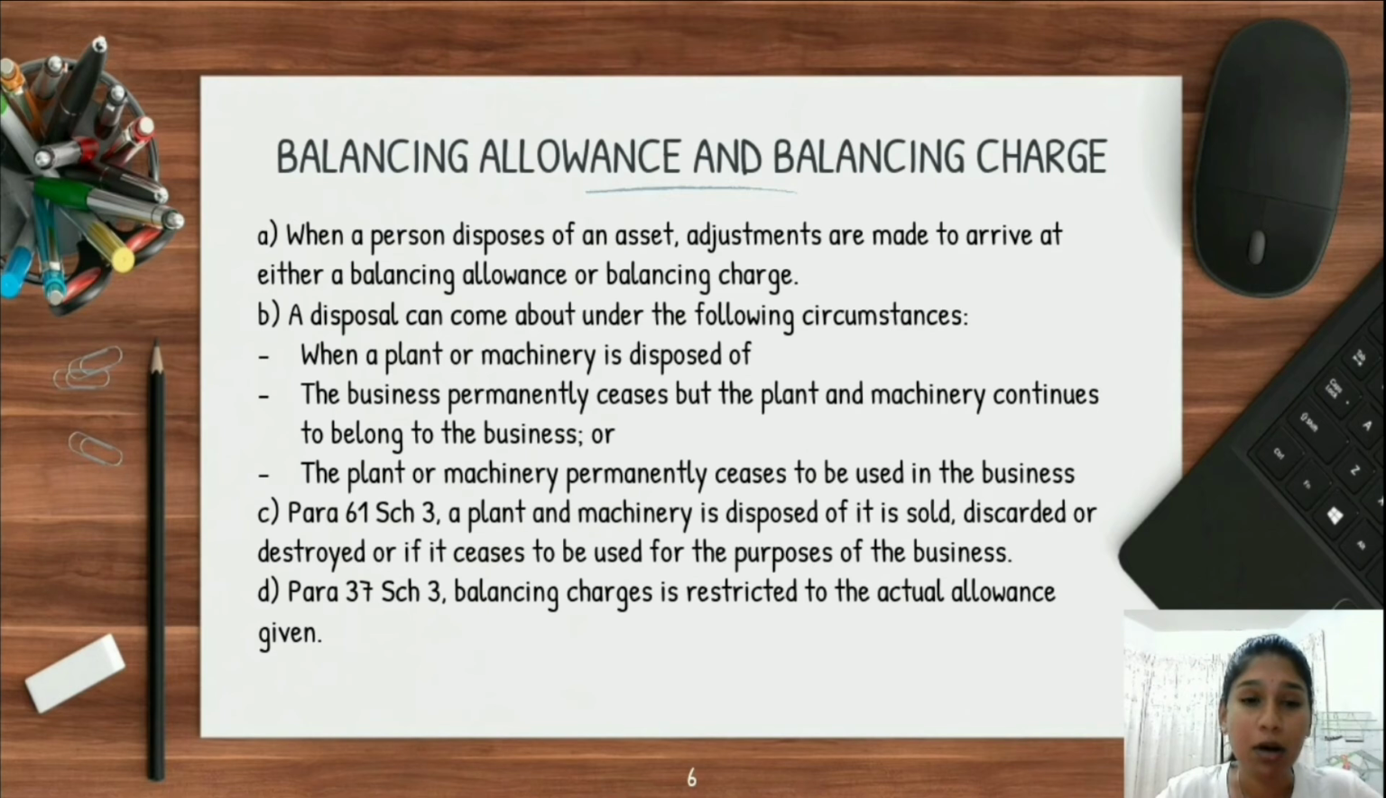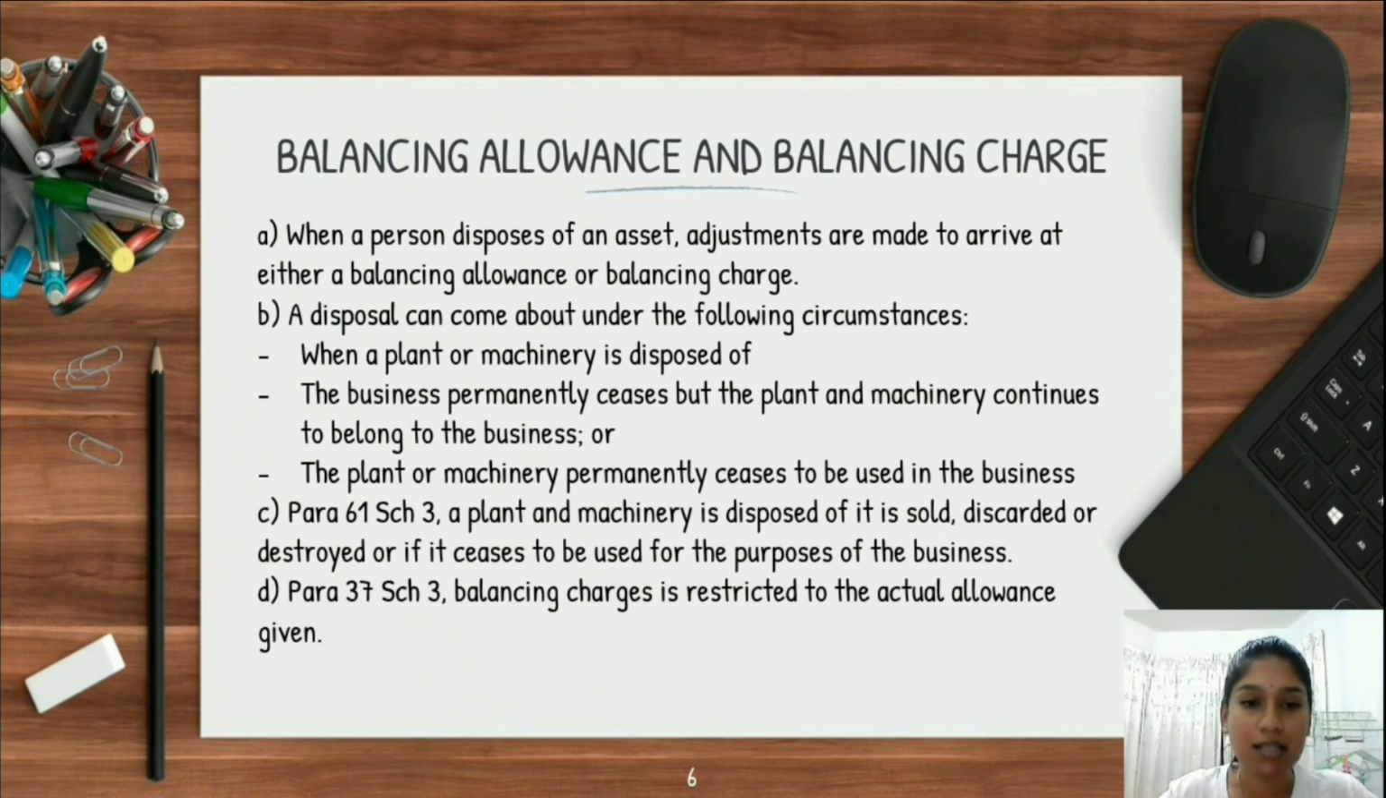Now we are going to see about the balancing allowance and balancing charge. When a person disposes of an asset, adjustments are made to arrive at either a balancing allowance or balancing charge. A disposal can come about under the following circumstances: when a plant or machinery is disposed of, the business permanently ceases but the plant and machinery continues to belong to the business, or the plant or machinery permanently ceases to be used in the business.